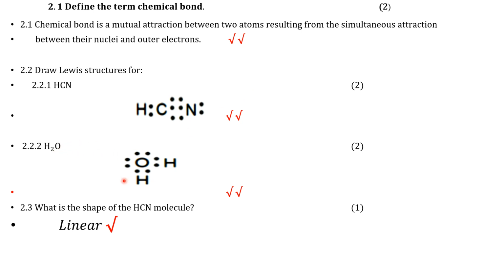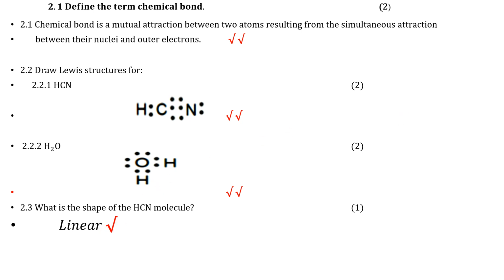H2O, you can see. Oxygen, group 6, has 2, 4, 5, 6 valence electrons. And hydrogen has 1, so 1 from hydrogen and another 1 from hydrogen there, which then gives me a full octet around the oxygen. As you can see, that's angular. 2 marks: 1 mark for correct amount of valence electrons, 2nd mark for correct shape. 2.3, what is the shape of the HCN molecule? As you can see, that is linear. It's in a straight line, so 1 mark there for linear.